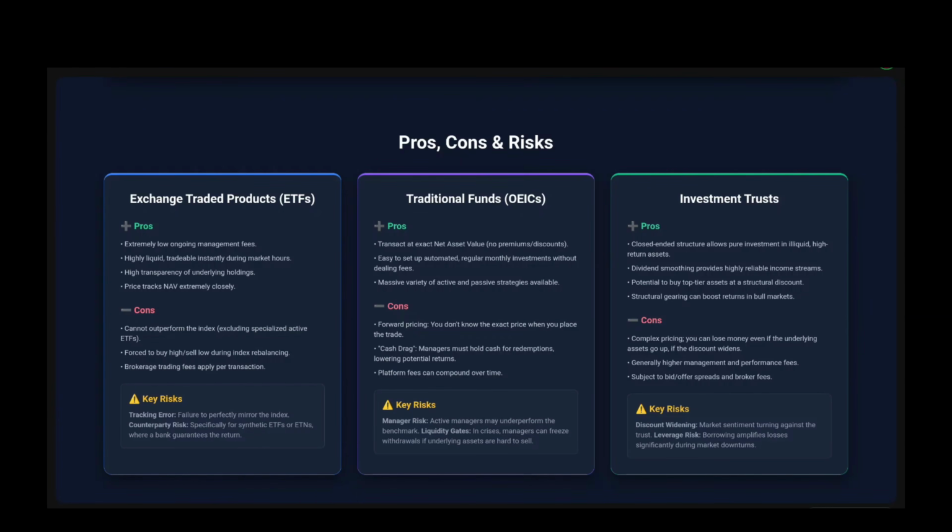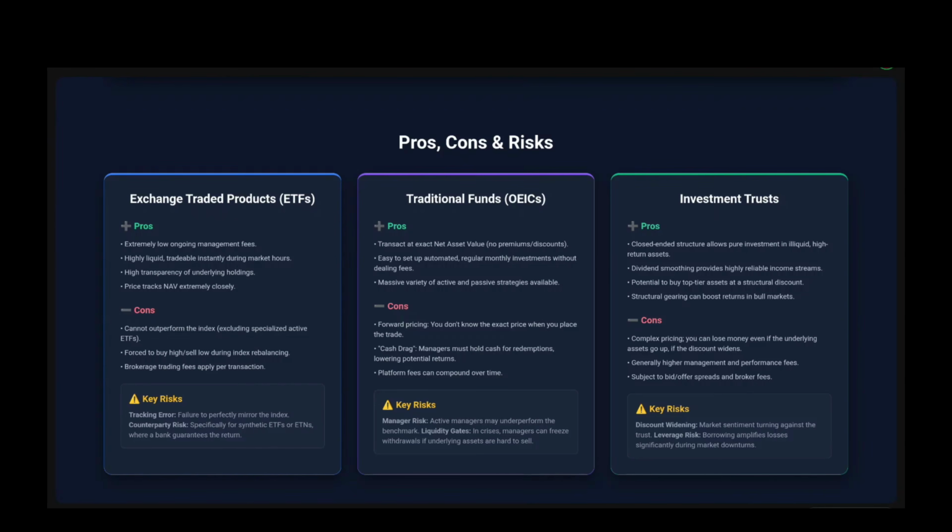Finally, investment trusts. The closed-ended structure allows pure investment in illiquid, high-return assets. Dividend smoothing provides high-reliability income streams. There's potential to buy top-tier assets at a structured discount. Structural gearing can boost returns in bull markets.